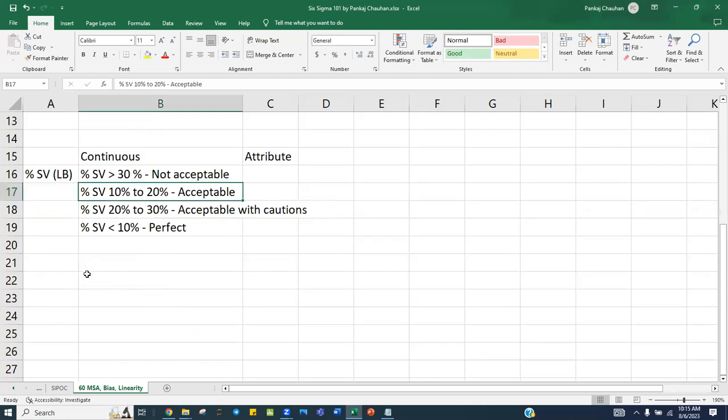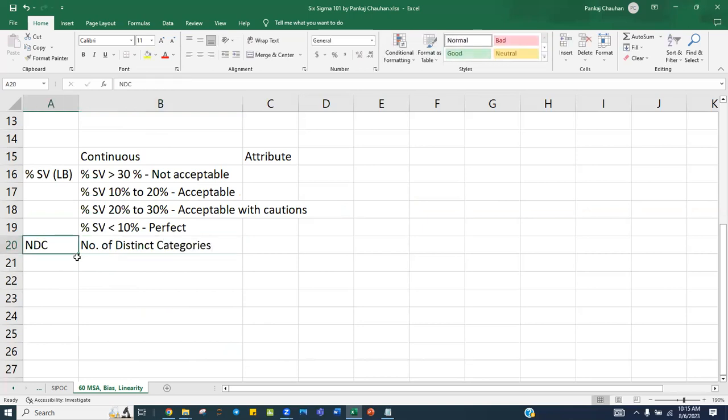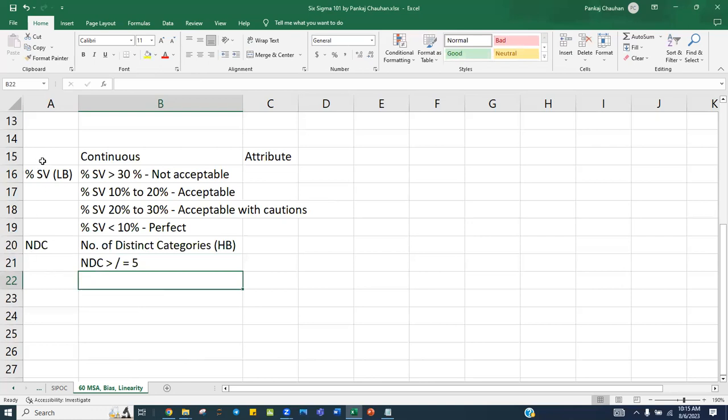The rule number 2 for the continuous data is NDC. NDC stands for number of distinct categories. Higher is always better, which means how well your system can differentiate the parts: are they the same or are they different? Because two things cannot be the same as per the rule of nature. How well your system can define that two parts are different, that high level of accuracy comes as a part of the number of distinct categories. So they should be minimum 5 or more than 5 is what we are expecting. These are the two rules for the continuous data.